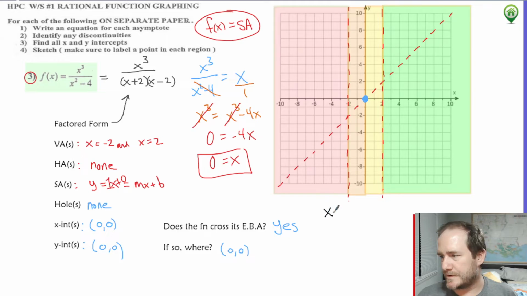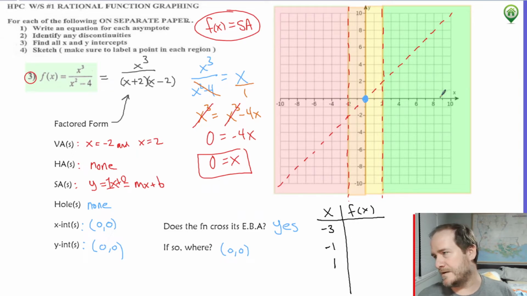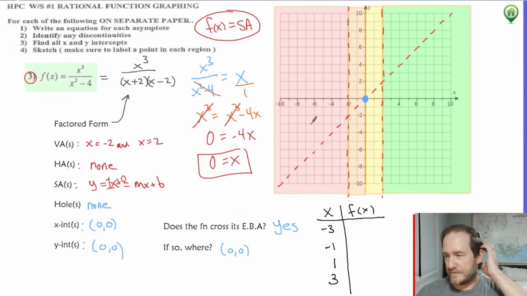Let's just run a t-chart, x and f of x. And then let's pick values from each region. So I need a value from the left of this asymptote, so -3 seems to work fine. I need somebody between these asymptotes and this x-intercept, so -1 is the obvious choice. On the other side, +1 is the obvious choice. And then something to the right of 2, I could pick 3 or 4 or 5, whatever. Let's just pick 3.